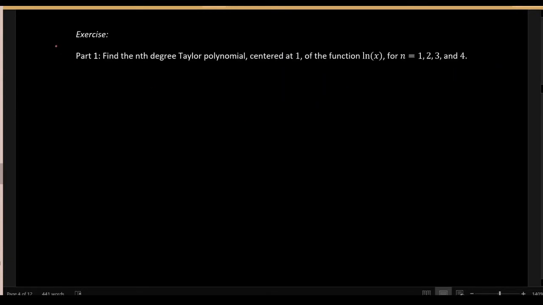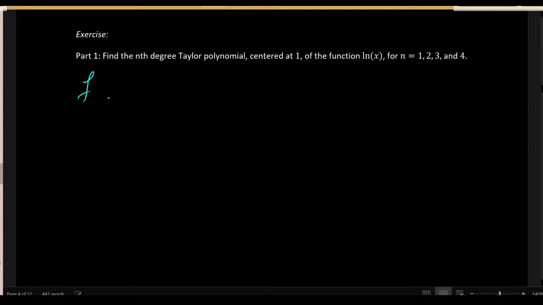Let's do a quick example and let's find the nth degree Taylor polynomial of the function natural log of x. Let's do this for n equals 1, 2, 3, and 4. So in other words, we're going to find 4 different Taylor polynomials corresponding to the 4 different degrees 1, 2, 3, and 4. The process is extremely similar to when we found the Taylor series for a function at a given center point. It's just that this time we don't have to try and find a general formula for the series so that we can put it into sigma notation.